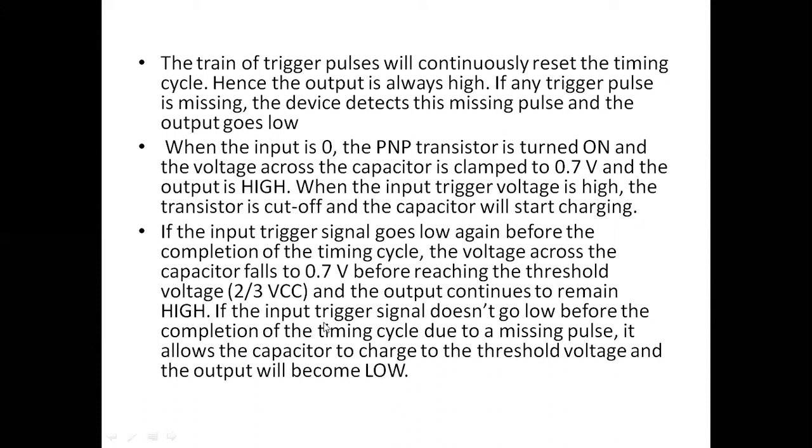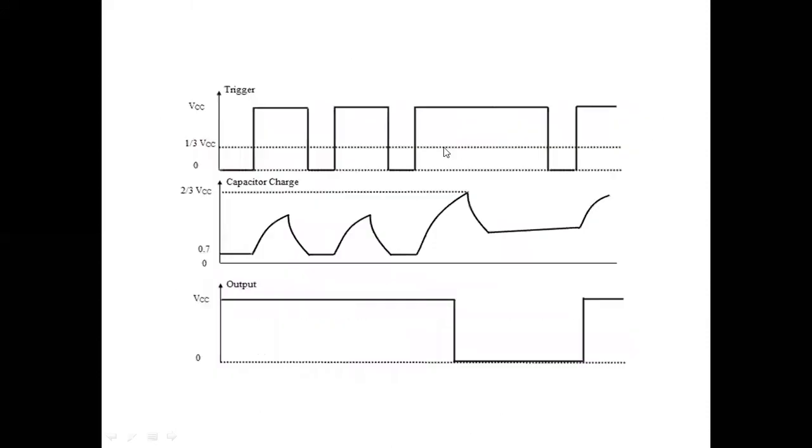If the input trigger signal does not go low before the completion of the timing cycle, due to a missing pulse, it allows the capacitor to charge to the threshold voltage. So it will charge to 2/3 VCC and the output will become low. When the capacitor voltage reaches 2/3 VCC, it resets the flip-flop. That means the output will be low.